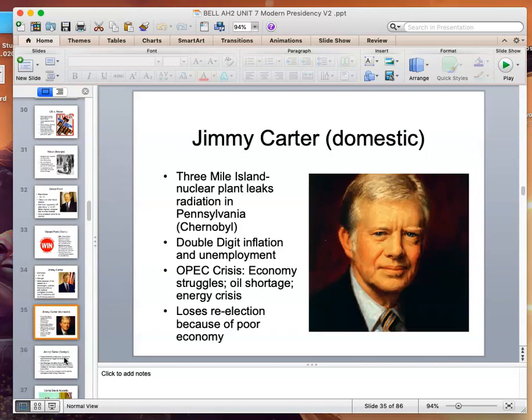So, Carter's presidency is one of the worst in modern history. The economy continues to sink. One of the big reasons is the OPEC crisis. The OPEC crisis is when OPEC, a group of Arab nations in the Middle East who control the price of oil, refuse to keep the price of oil at a reasonable level. When President Carter did not support the Arab nations in a conflict against Israel, that becomes extremely problematic.